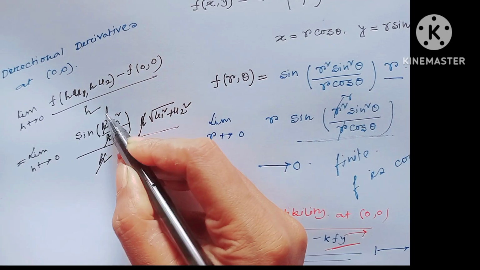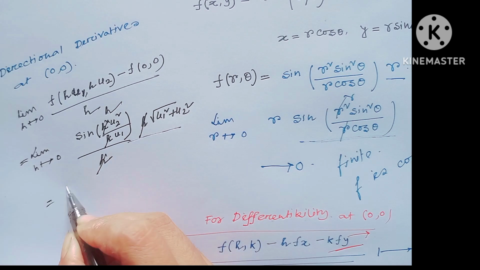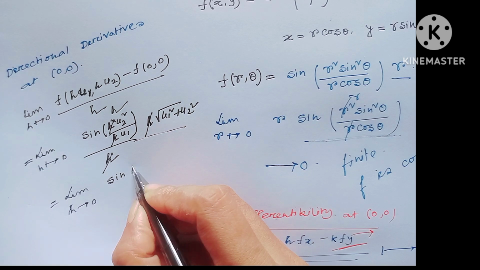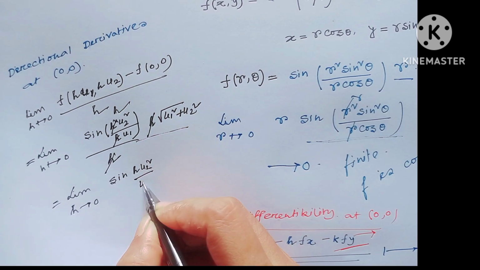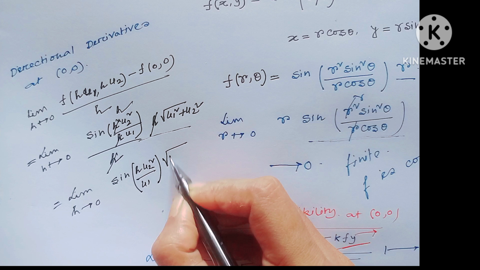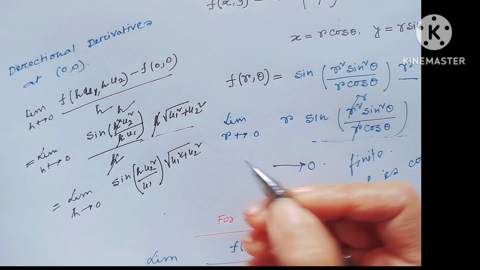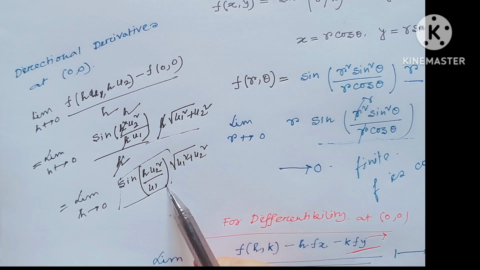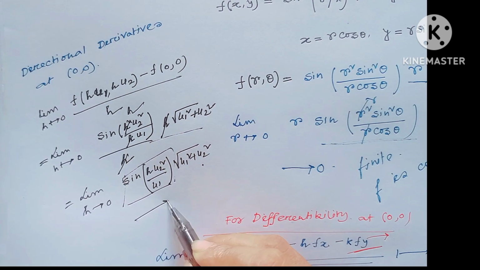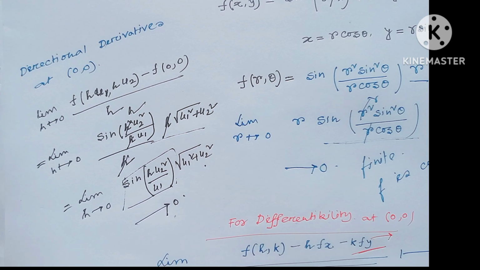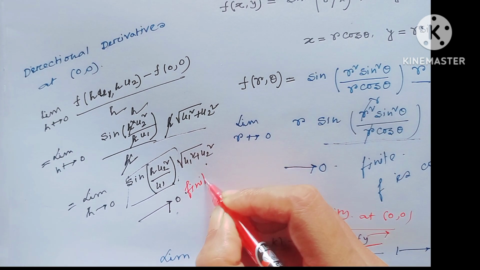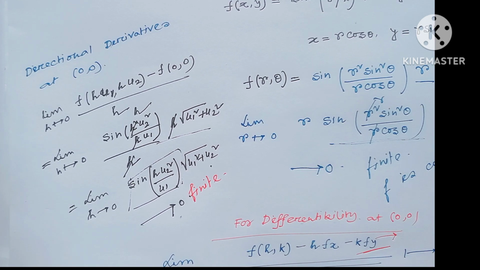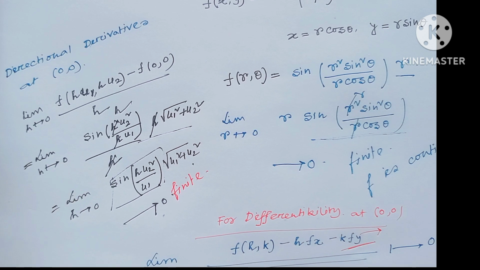Cancel this also, this value is h. So limit h goes to 0, sine h u2 square divided by u1 square root of u1 square plus u2 square. And since limit h goes to 0, this value is 0. 0 times this value always tends to 0, which is finite. Since the limiting value is finite, we can obviously tell the directional derivative at 0, 0 always exists.